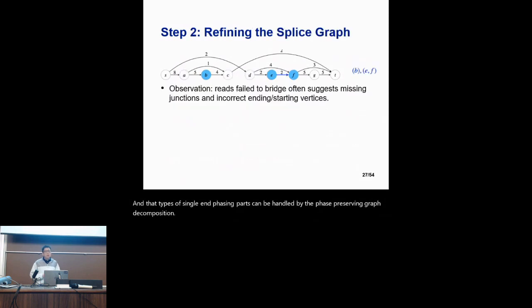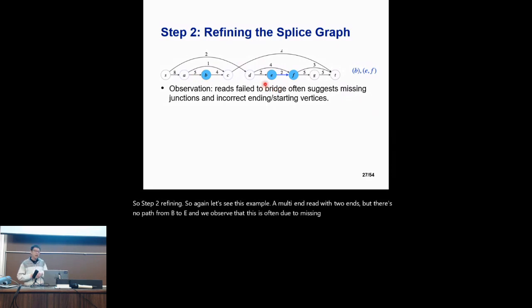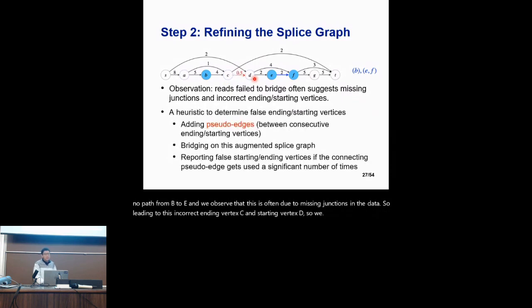So step two, refining. Again, let's see this example, a multi-end read with two ends, but there's no path from B to E. And we observe that this is often due to missing junctions in the data, leading to this incorrect ending vertex C and starting vertex D. So we designed a heuristic to determine those false starting and ending vertices.